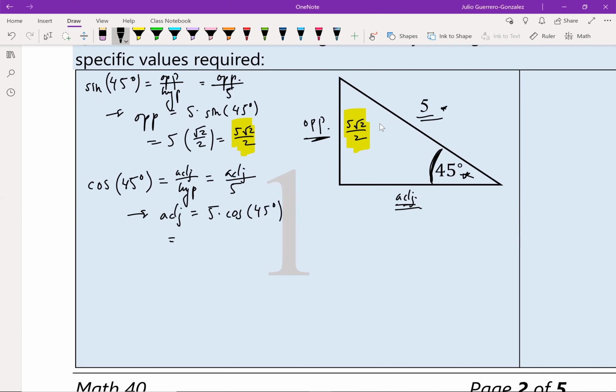We know what cosine of 45 degrees is. That's actually root 2 over 2 as well. So 5 times root 2 over 2 is equal to 5 root 2 over 2. So we have the last one: 5 square root 2 over 2. That's how we got that one. And we're done because we found all three sides.